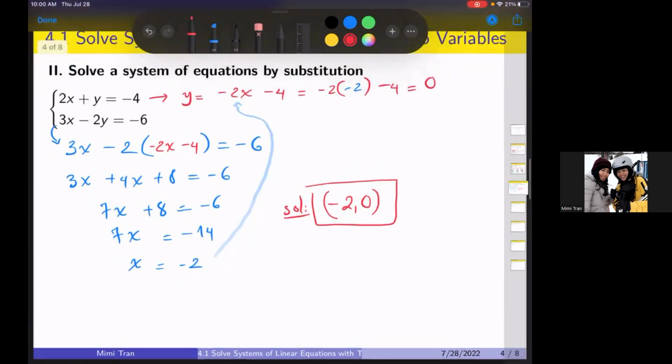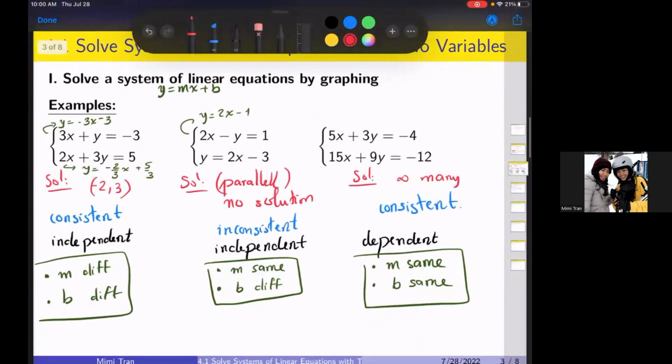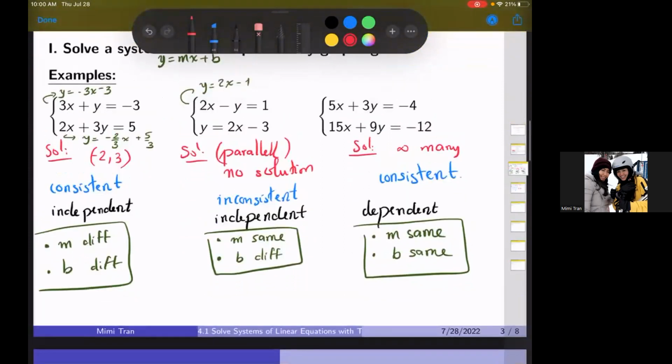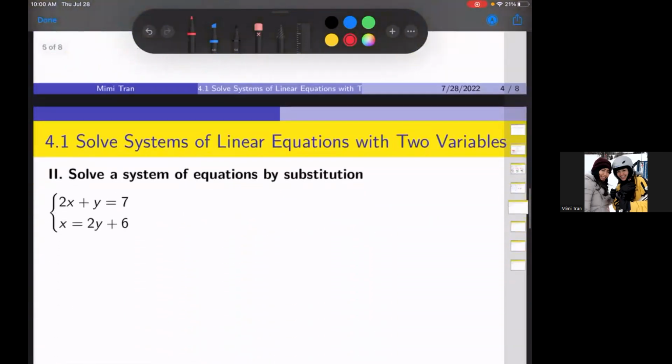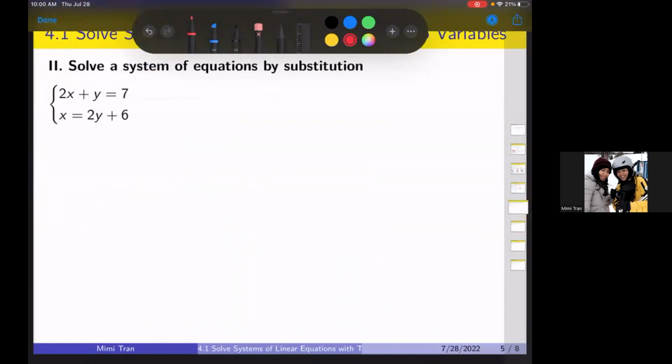You know what I'm going to do on the exam? For this part, maybe I'll give you a graph. And then I'll ask you whether it's consistent or independent, and what the solution is. It's kind of like what we did here, but instead of a system of equations, I'll give you a graph and you tell me what happened. All right, why don't you guys try this one and then we'll call it a day.